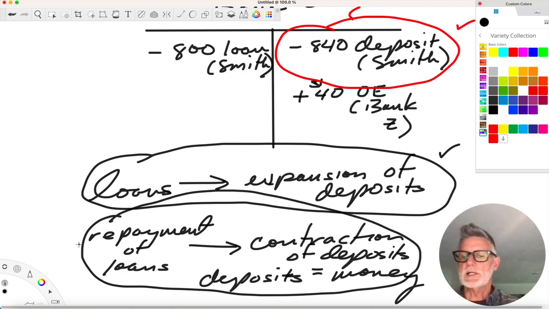All right, so basically the money supply pulsates around loan activity. As loans are made, the money supply expands, but as loans are repaid, the money supply contracts. It's like a heart beating. Think of a heartbeat. The heart expands and contracts, and the banks have the ability to create deposits and create money, and the repayment of those loans actually contracts the money supply. So that's a very important principle. We'll stop there.